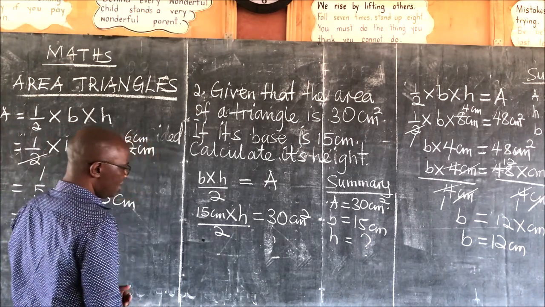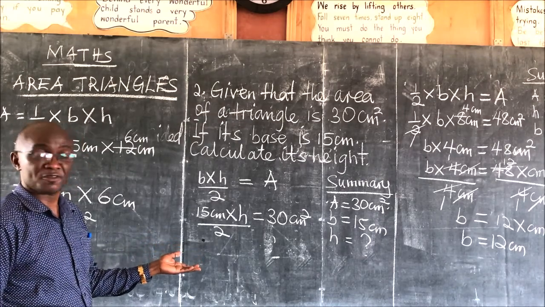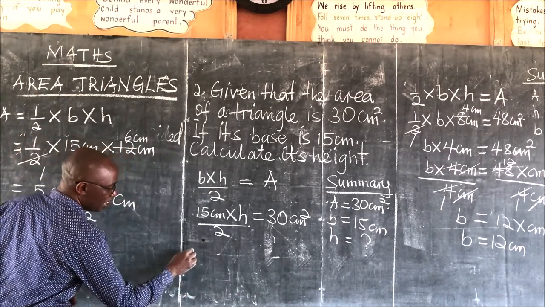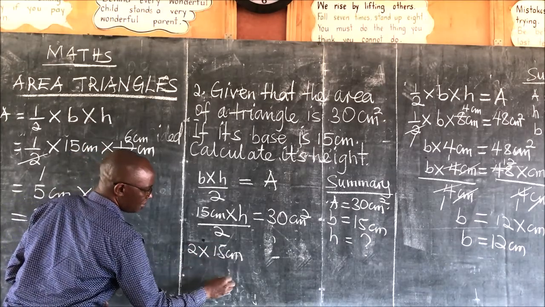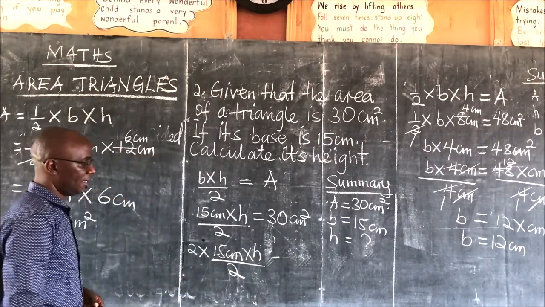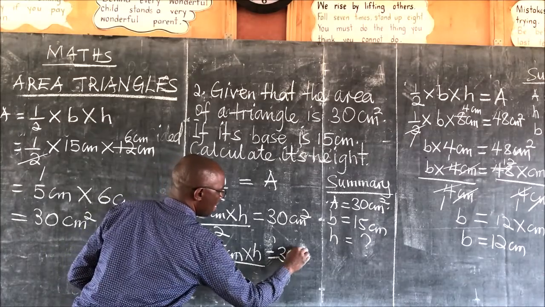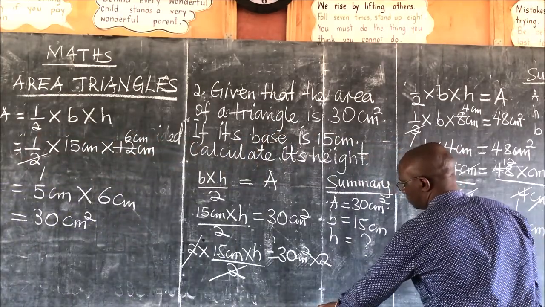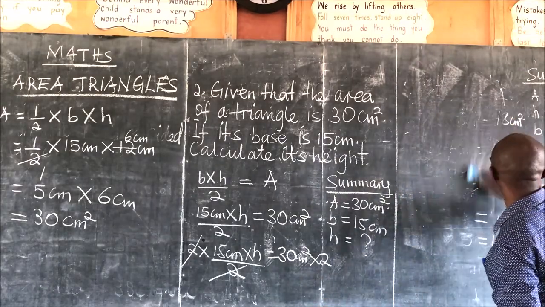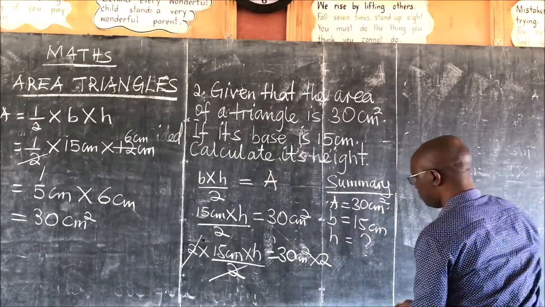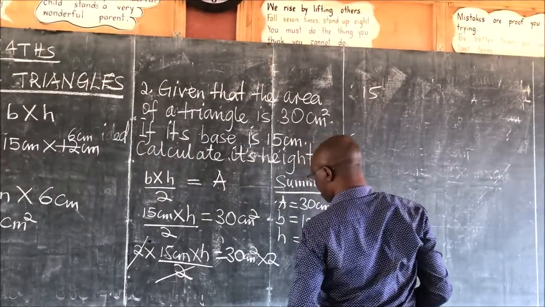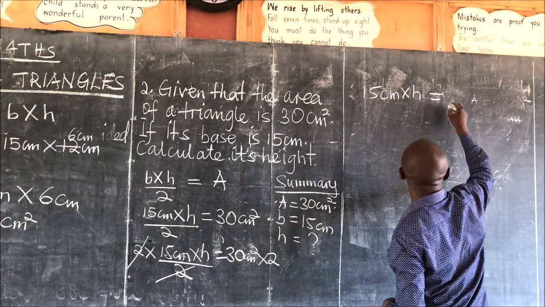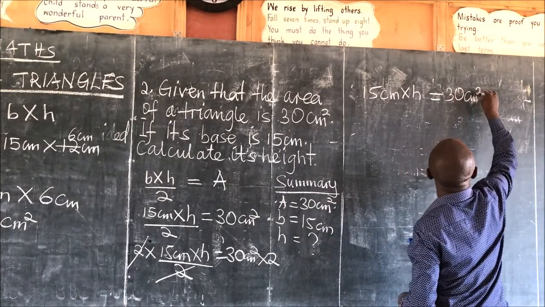So now you realize that you have to eliminate the fraction. So the LCD is 2. So you are going to multiply both sides by 2. So that is going to be 2 times 15 centimeters times the height out of 2 is equal to 30 centimeters squared times 2. So this will go off with that. You lose that. Then we continue from this side. So we remain with 15 centimeters times h is equal to 30 centimeters squared times 2.